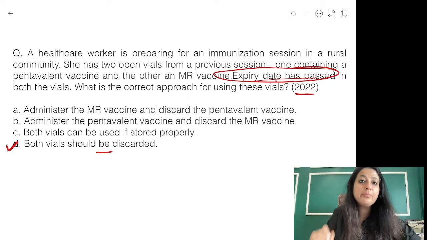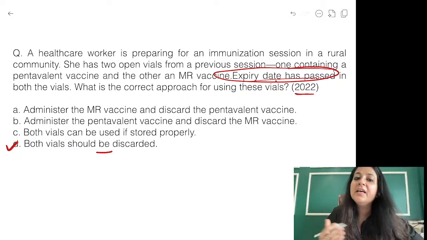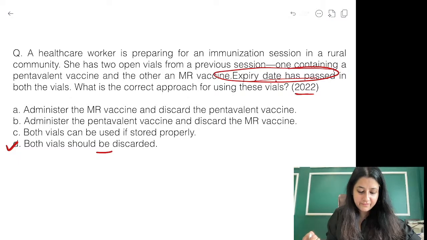That is why I'm telling you, please read the question. Even if you feel it's a PYQ, you will read the question because maybe the examiner has changed a couple of words here and there. Am I clear, everybody? B answer क्यों नहीं है? B is not the answer because expiry date has passed.